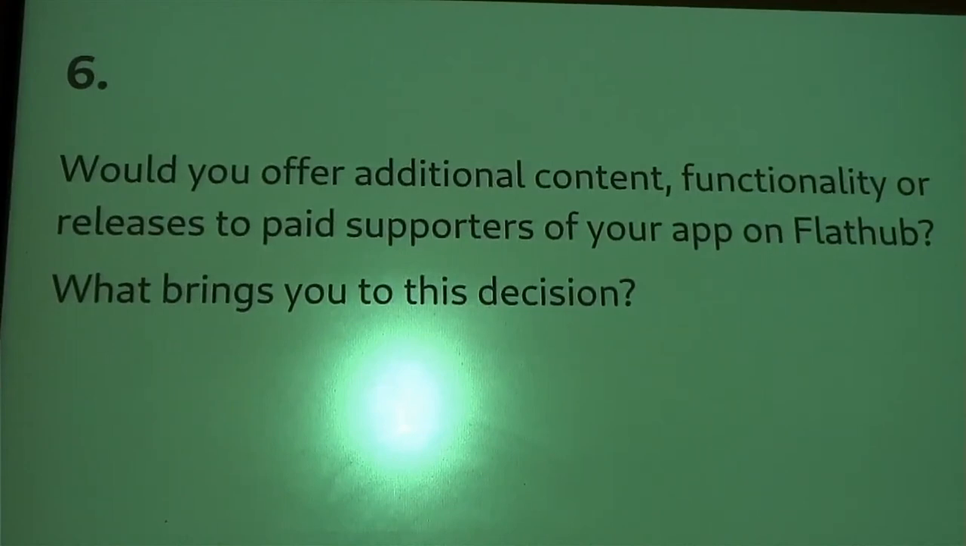I do not plan on offering content nor functionality. I may consider offering convenience, like extra builds, nightly builds for example, assuming people could get these builds by themselves, so just offering the convenience of building for them. And I would definitely offer support or some sort of prioritization for the people who subscribe to whatever app I publish.